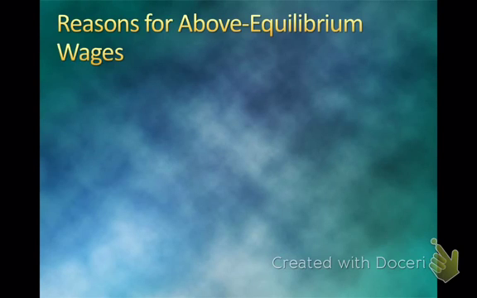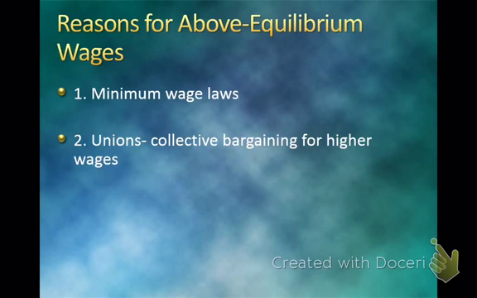Okay, some reasons for above equilibrium wages. Why would somebody earn above what the economy says they should, if we did a graph and the graph said the wage should be this, why would they earn above that level? Some reasons. Minimum wage laws. We've talked about minimum wage before. What is minimum wage? On a graph, what do we refer to it as? Yeah, it's a floor, price floor. It's above equilibrium, right? Remember, the floor is higher than the ceiling. Floor is above. So it's a price floor, minimum wage laws. Unions.